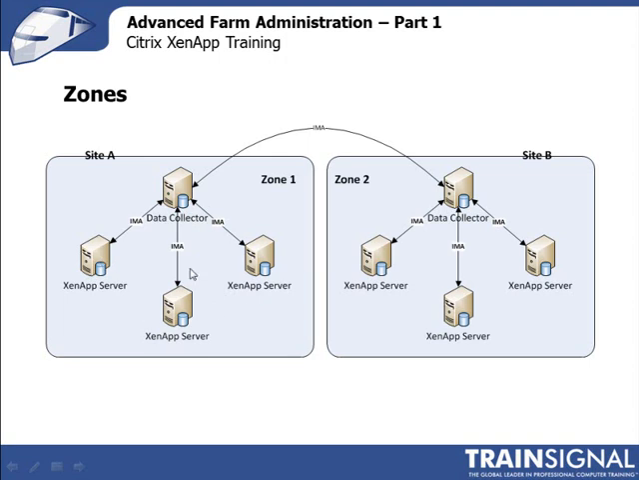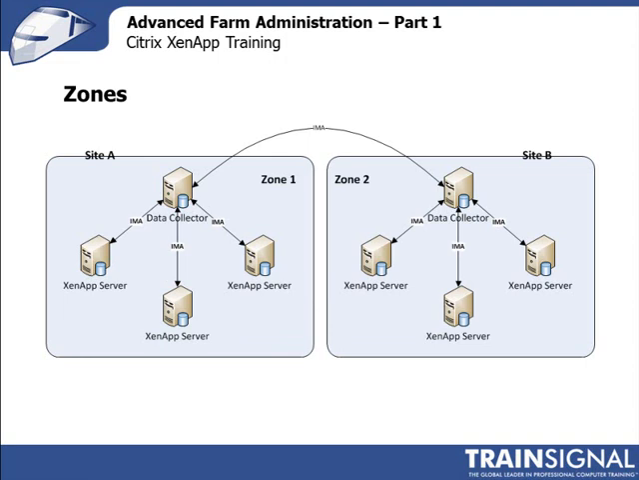Now, technically, any one of the XenApp servers can be a data collector. There's nothing that would stop it. And in the event that a data collector fails, an election is held to have another XenApp server become the data collector. Now, every so often, an election is held, again, to elect a data collector. What we're going to try to show you is how do you rig that election?